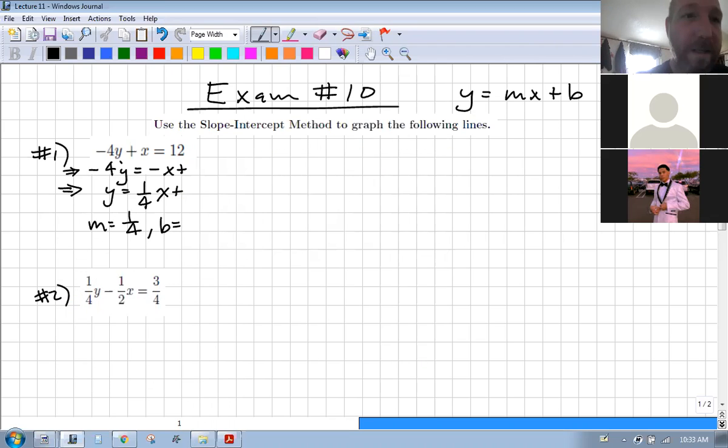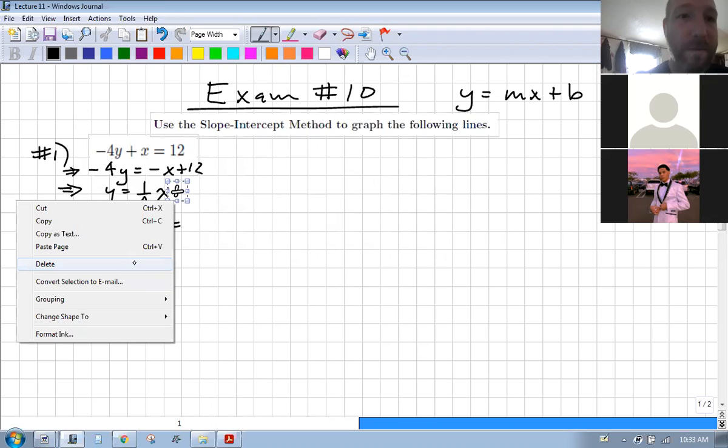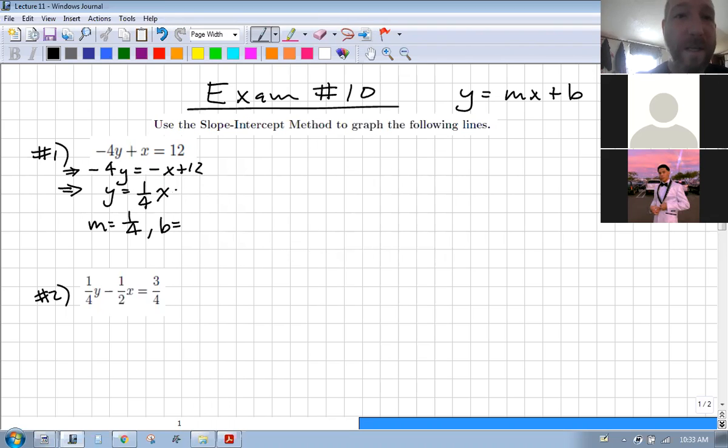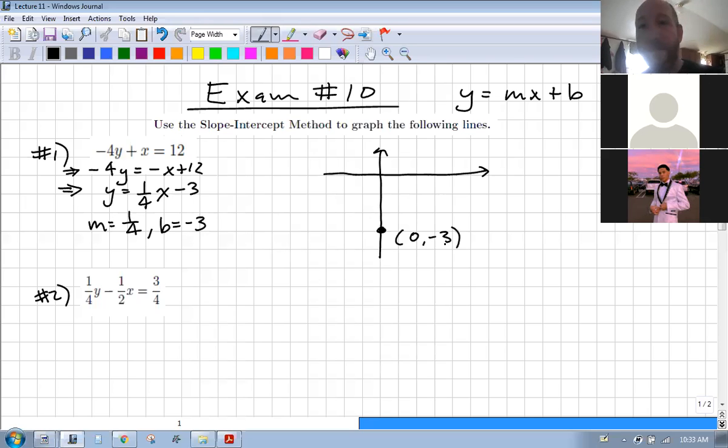I could divide everything by 4 here. So 12 divided by -4 is -3. So B is -3. So this is the y-intercept. This point right here, 0, -3 is a point on the graph. Notice I labeled the point.